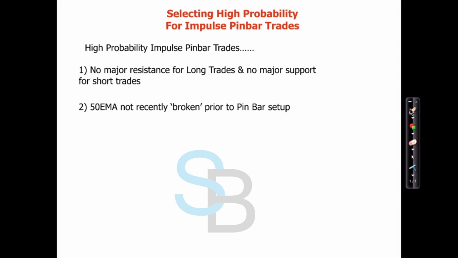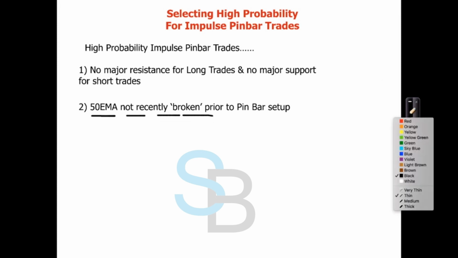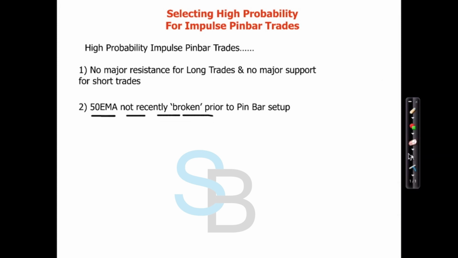The second characteristic of pin bar trades is that I want to ensure that just before the setup appears, before the pin bar appears, the 50 EMA has not recently been broken. And I'm going to explain what I mean in a short while. But let me see if I can attempt to draw it and explain it for you. So again, this is the 50 moving average. This is the 50.